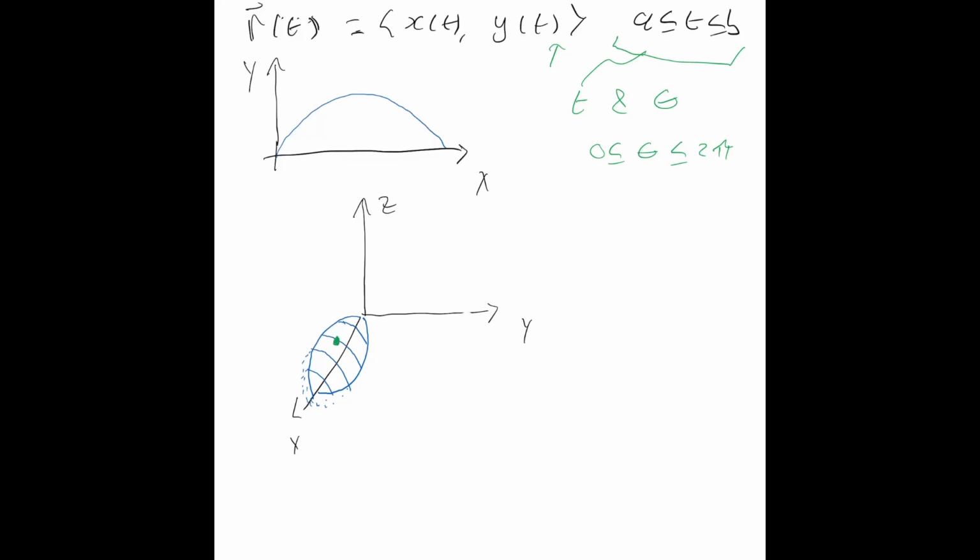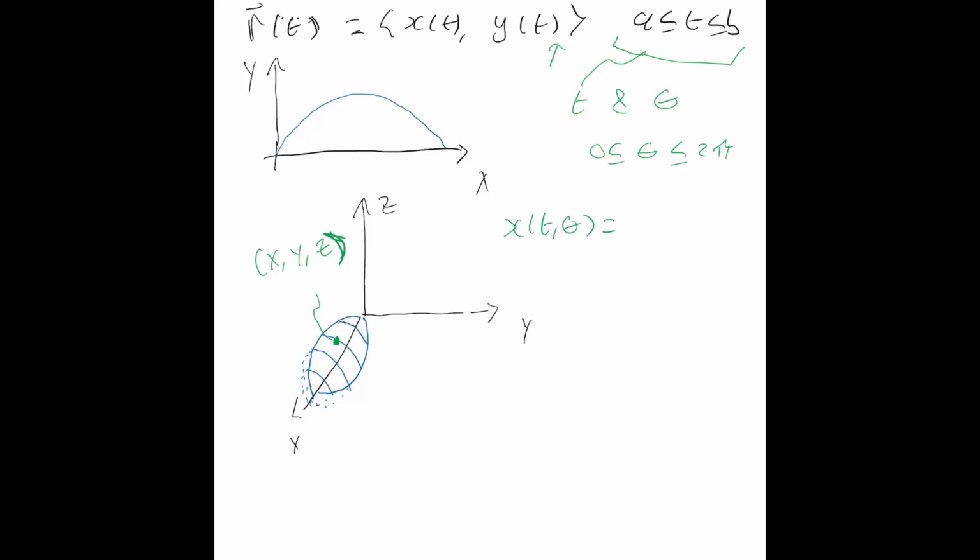And so let's let this green dot here that I just drew on the surface be a generic point on the surface. It has coordinates x, y, z. We need to figure out how to write each one of those coordinates in terms of t and theta. And so we'll start with the x coordinate. So the x coordinate, like all the coordinates, is initially a function of t and theta. So we want to figure out what x of t, theta is in terms of t and theta.